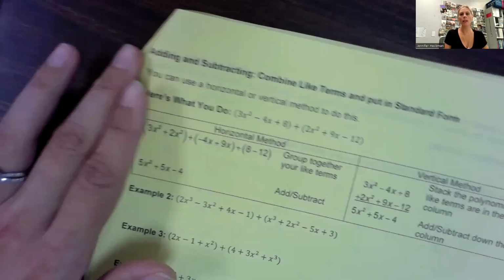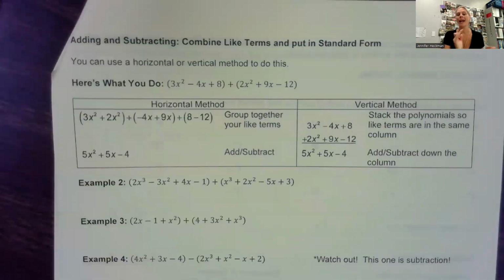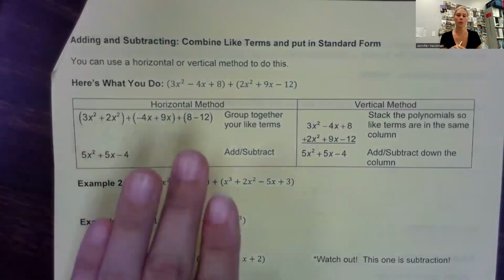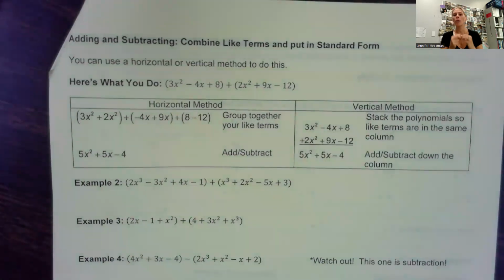All right, so now we're going to do some adding and subtracting. We do have some methods up here that you can choose to do. I actually do it a little bit differently, and I'll show you my way. But you can go with the horizontal method. You could do the vertical. But remember that adding and subtracting is combining like terms. And to have like terms, you must have the same variable and the same exponent. Okay, same variable, same exponent.